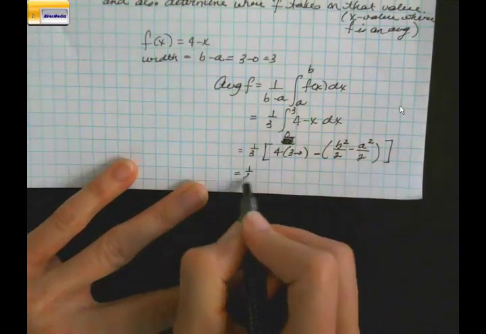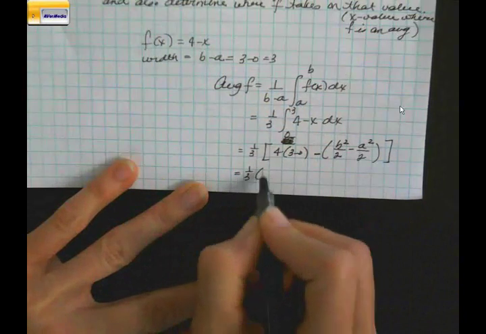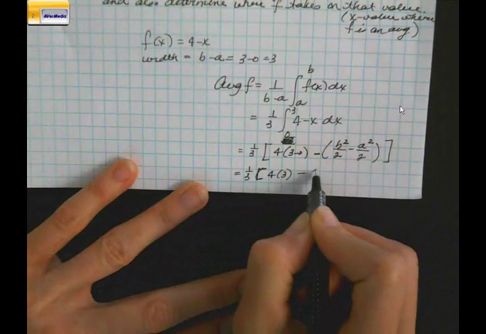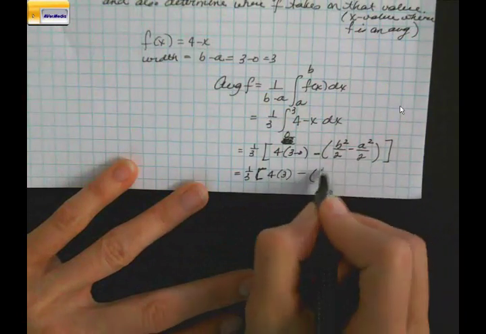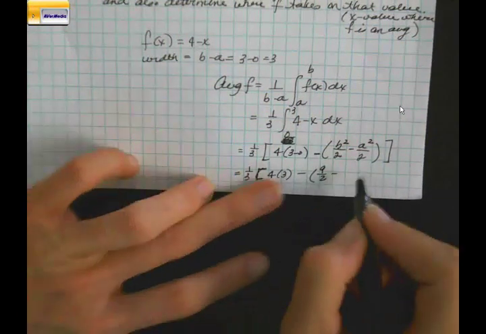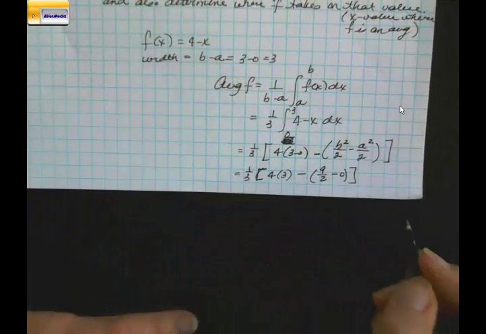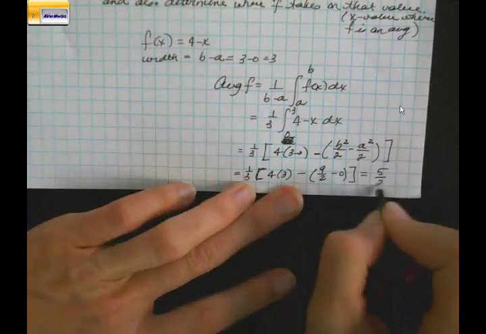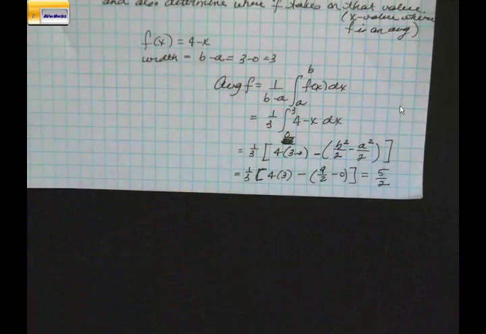So this isn't going to fit. This is 1/3 now times 4 times 3 minus b squared over 2. B is 3, so this is 9/2 minus 0/2. And if you clean all this up, this will equal, wave the magical wand, 5/2 because of lack of space. And it turns out to equal 5/2.